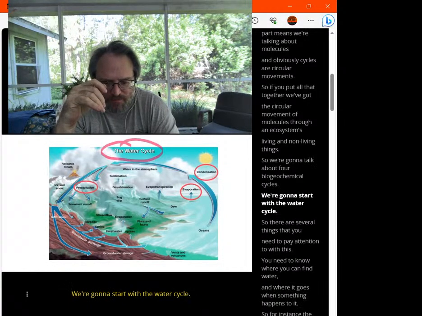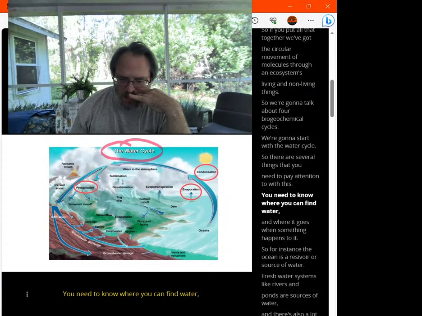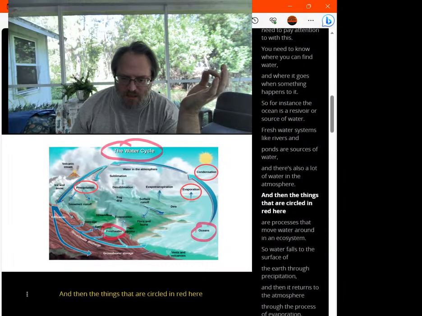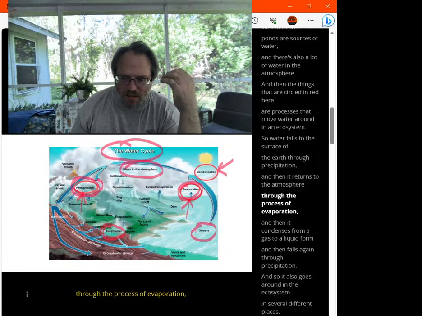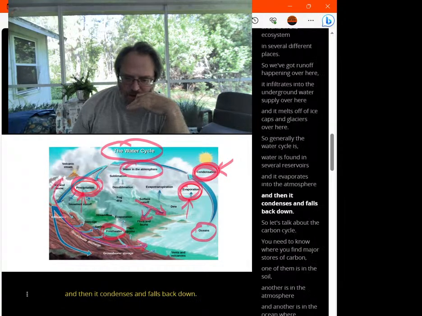We're going to start with the water cycle. So there are several things that you need to pay attention to with this. You need to know where you can find water and where it goes. Ponds are things that are circled in red. Water moves across the surface of the earth, and then it condenses around in the ecosystem and the underground water supply, and falls back down.